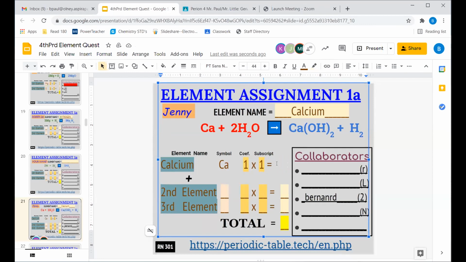Can someone tell me what is the result? 1. It's 1. Okay, excellent. Now, Jenny, where do you want to go? The second element. Okay, who are you throwing that at? Brianna. Now, Jenny, what is the second element name?